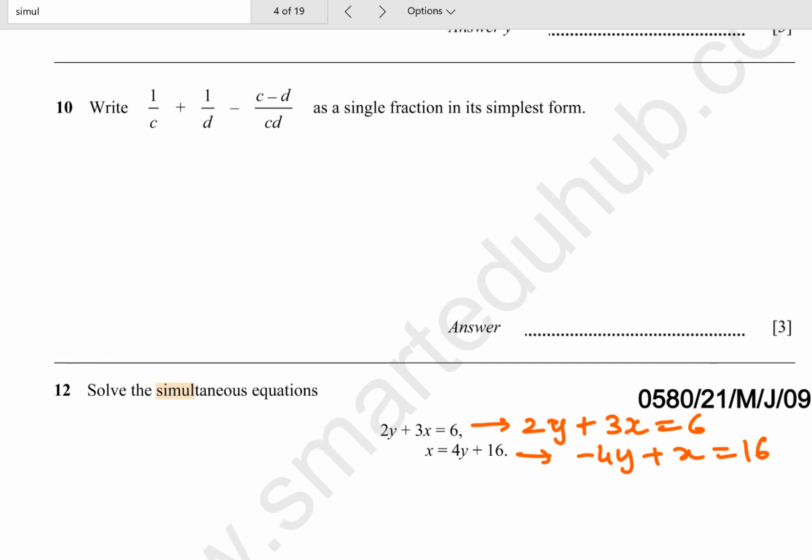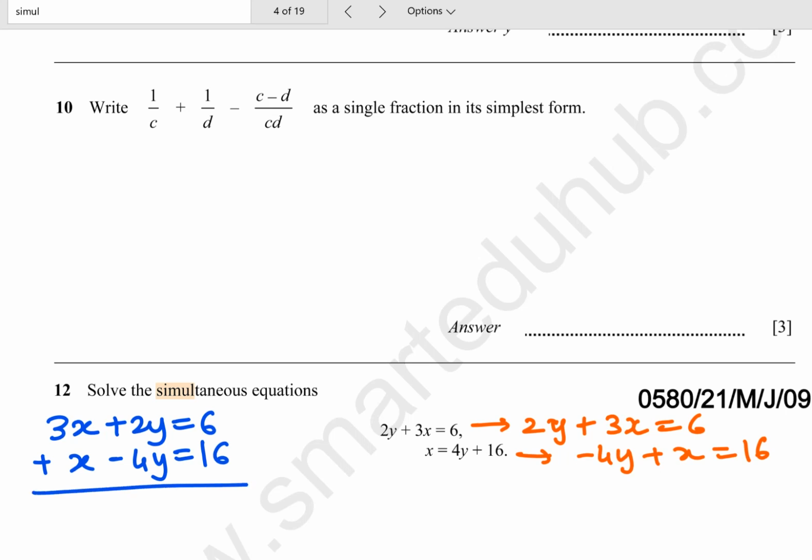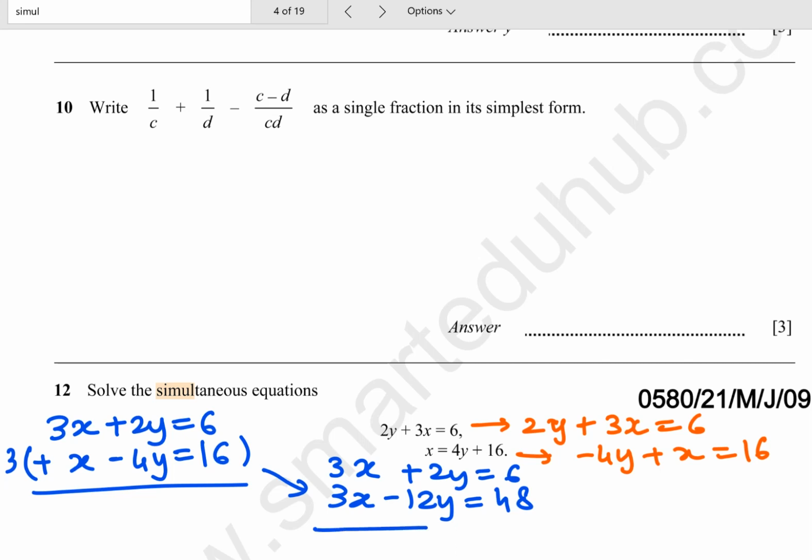So now it is 3x plus 2y equals 6, and minus 4y plus x equals 16. Okay, so now I'm going to multiply again this thing by 3. So that will give me 3x minus 4 3s are 12y equals 16 3s are 48, and 3x plus 2y equals 6. So now what's going to happen? Okay, let me see. So I'll have to change the signs.